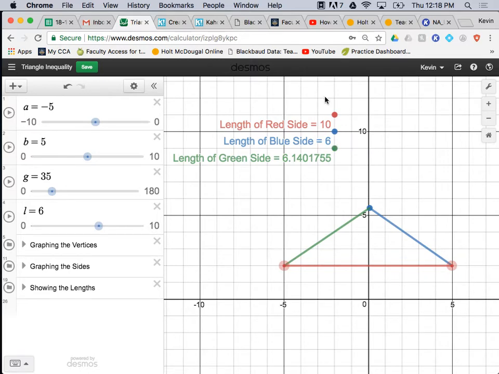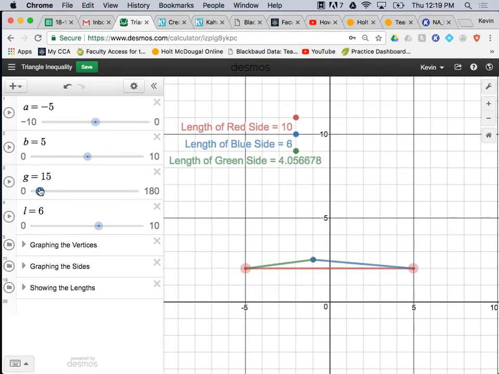If the blue side is 6 and the red side is 10, look what's happening to the green side. You see it's getting longer, and now it's getting shorter, right? The shortest that it could be is 4, and technically, can it be 4? No. Why? Is that a triangle? No, that's a straight line. So the shortest it could be is 4, right? And what do you notice about the side lengths, the green and the blue side, as compared to the red side? They're equal, right? The green plus the blue is equal to the red. Okay, so that's one thing.